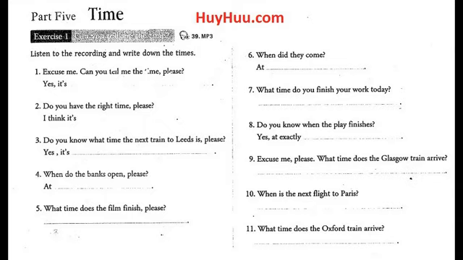Part 5. Time. Exercise 1. Can you tell me the time? Listen to the tape and write down the times. 1. Excuse me, can you tell me the time, please? Yes, it's 2:45. 2. Do you have the right time, please? I think it's 1:30. 3. Do you know what time is the next train to Leeds, please? Yes, it's 4:20.